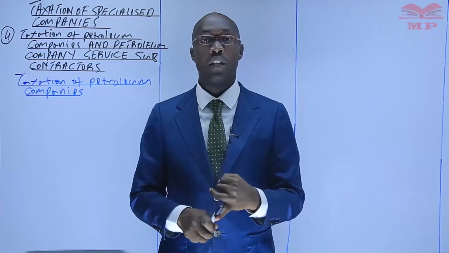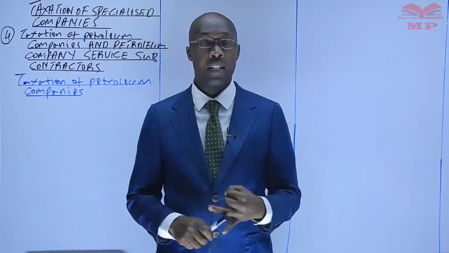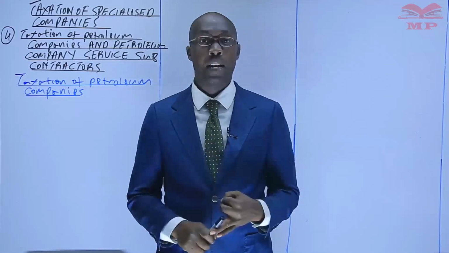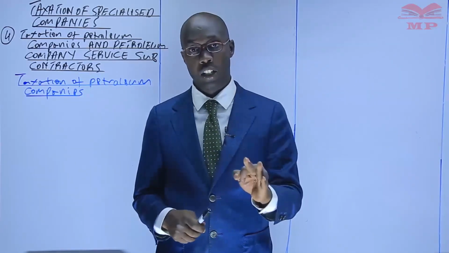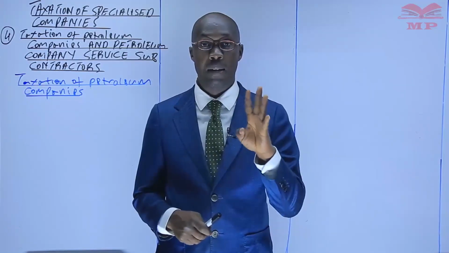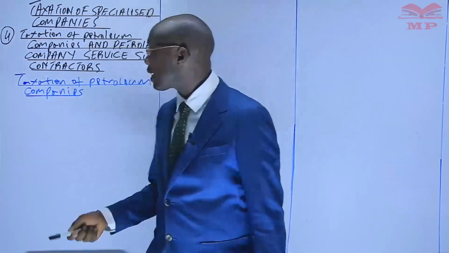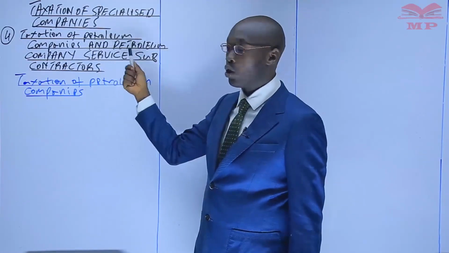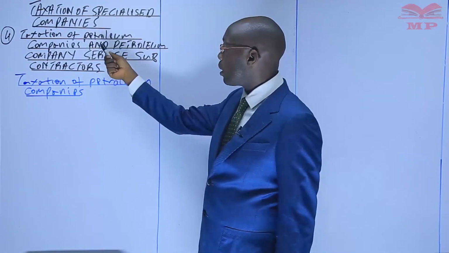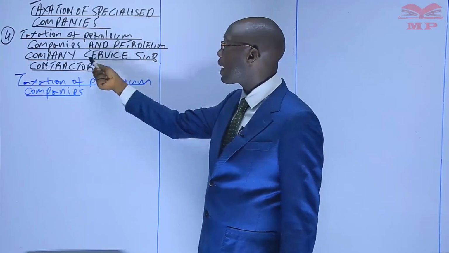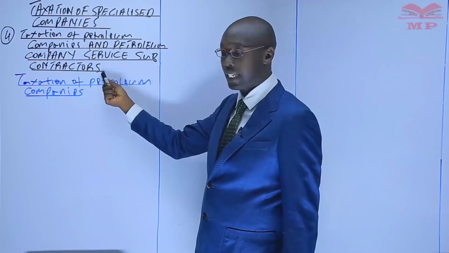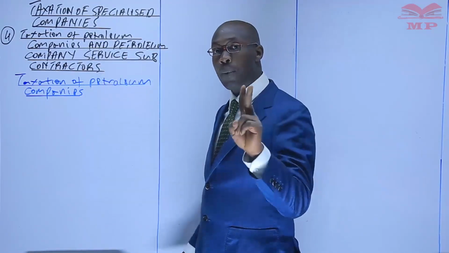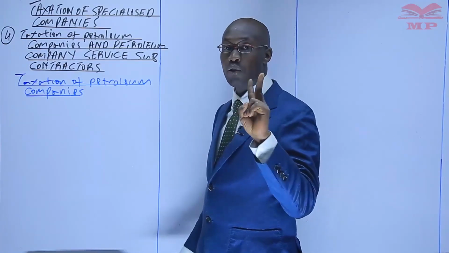That is, the first one was the taxation of the bank. The second one was taxation of the insurance company, and then taxation of cooperative society. So we look at the 4th specialized company. That is now the taxation of the petroleum company. And you can see it's not just a petroleum company. We are talking about taxation of petroleum companies and petroleum company service subcontractors. So these are 2 companies in the same sector that I want us to look at.